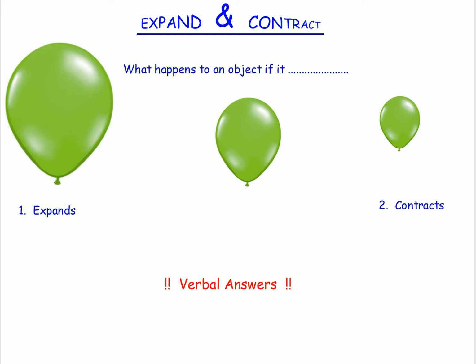Expansion and contraction. Expanding and contracting. You can see in the middle a balloon. If it contracts, it gets smaller. If you blow air into the balloon, it expands, it gets larger. So contraction means getting smaller, expansion means getting bigger.